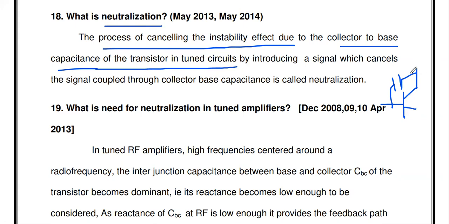In order to cancel this instability effect, we have to introduce one more capacitor to cancel the effect produced by this capacitor. By introducing a signal which cancels the signal coupled through the collector base capacitance, it is called neutralization. So it's a process of cancelling the instability effect in a tuned circuit due to collector to base capacitance.